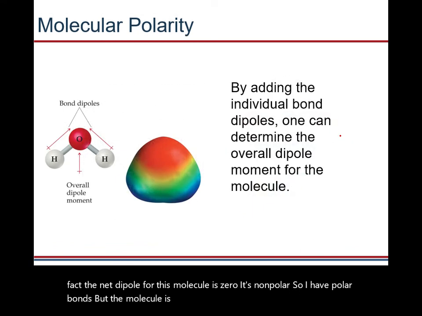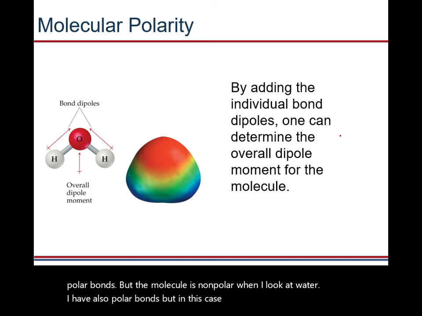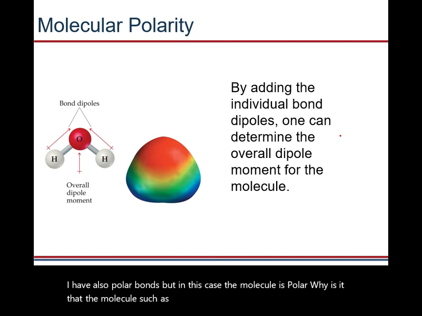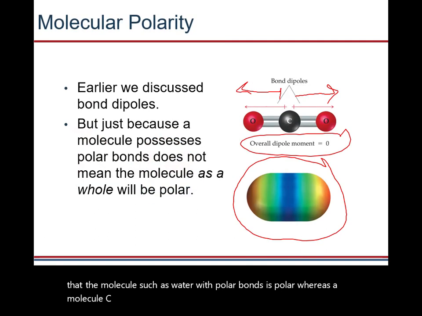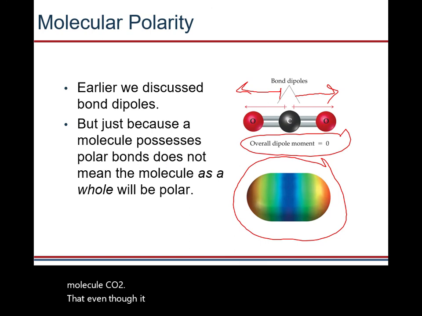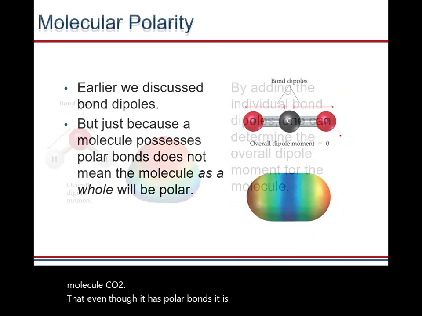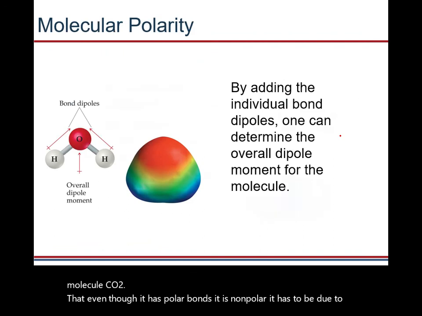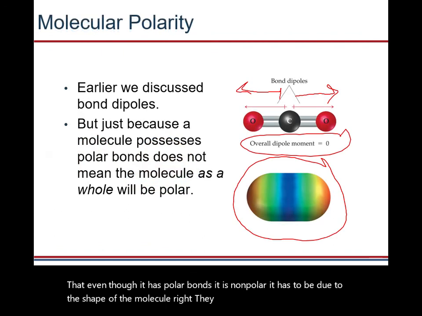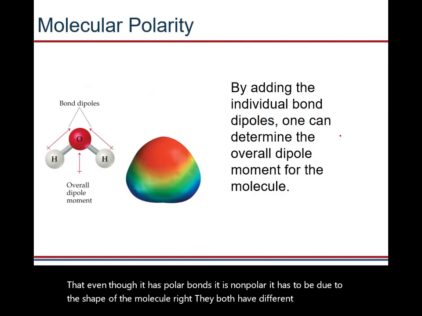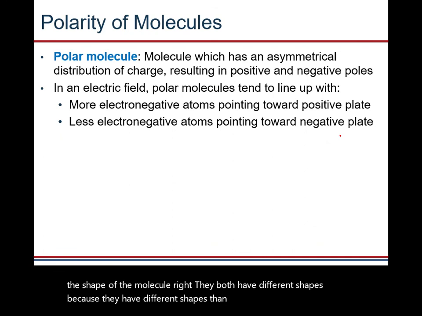When I look at water, I have also polar bonds, but in this case, the molecule is polar. So why is it that a molecule such as water with polar bonds is polar, whereas a molecule like CO2, even though it has polar bonds, is nonpolar? It has to be due to the shape of the molecule, right? They both have different shapes. Because they have different shapes, the polarity of the molecule has to do with the shape.